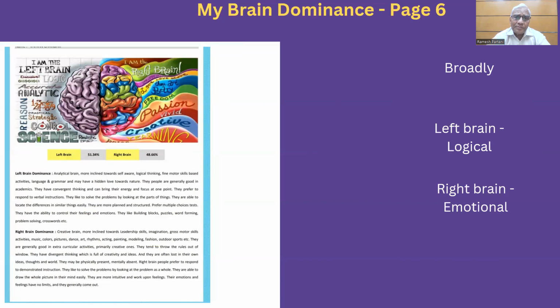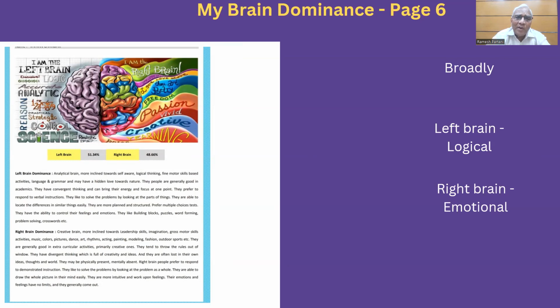The 6th page gives you a broad balance between left brain and right brain. For this report, it is 51.34% left brain and 48.66% right brain. So it's slightly stronger on the left brain side. Broadly speaking, left brain is logical, analytical, reasoning oriented, step-by-step fragmenting and understanding anything. Right brain is more emotional and therefore all activities driven by emotions like music, dance, painting, art and craft, acting, all these are right brain activities. So this generally tells you what is the dominance in the child.